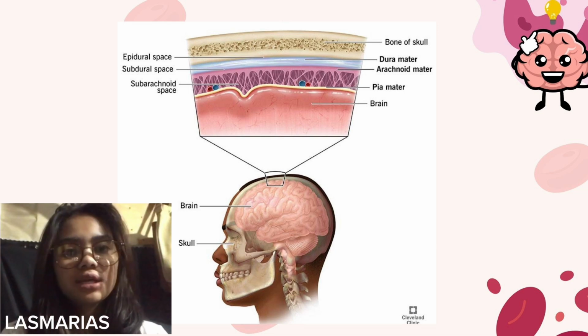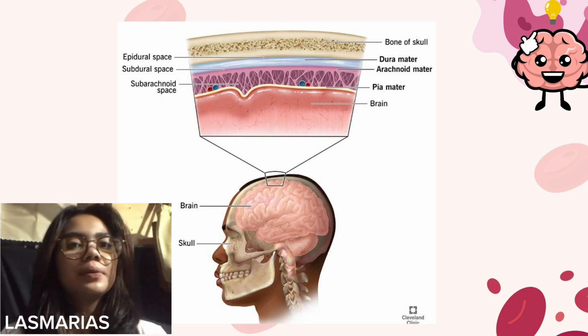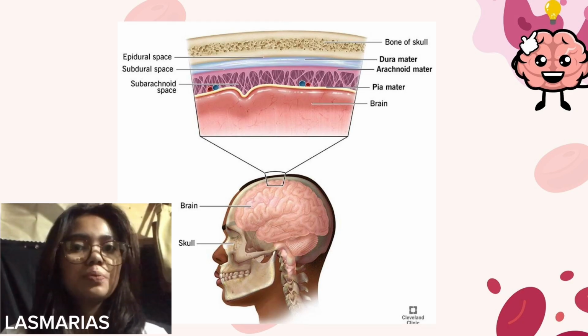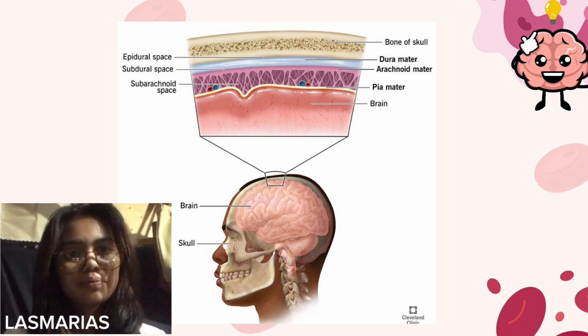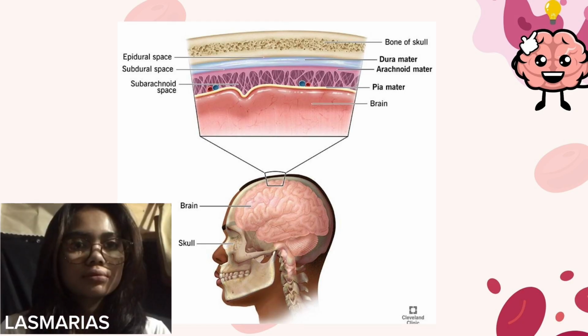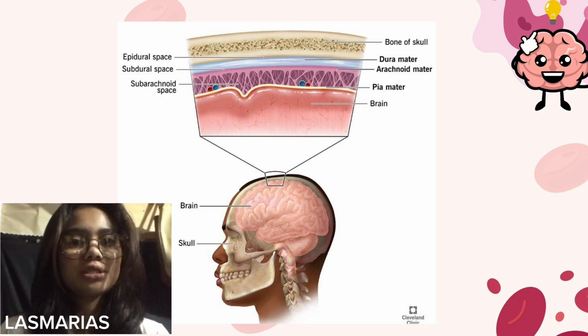So now let's go to the second function, which is the waste removal and chemical stability. CSF acts like a lymphatic system for the brain. It collects the metabolic waste products and excess substances from the brain tissues and drains them into the bloodstream. This constant exchange helps maintain a chemically stable environment necessary for normal brain function. Now, lastly, the nourishment and homeostasis. It delivers essential nutrients and hormones to the brain cells, regulating the level of various substances in the central nervous system. This helps maintain homeostasis, a stable internal balance.